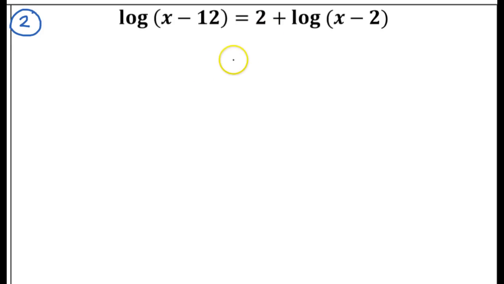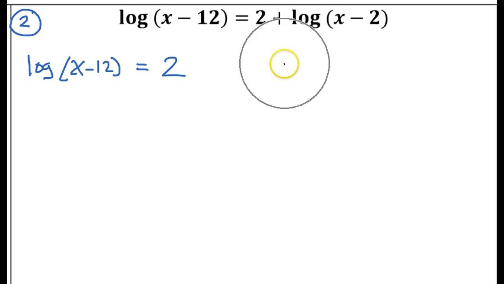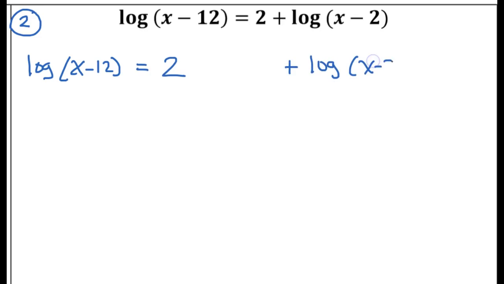Now, what I can do is this. Let me recopy the rest of the problem. So I have log, and understand this is an invisible base 10. But anyway, I have log of x minus 12 equals 2. And I'm going to leave a little bit of space here. You'll see why in a minute. Plus log of x minus 2.